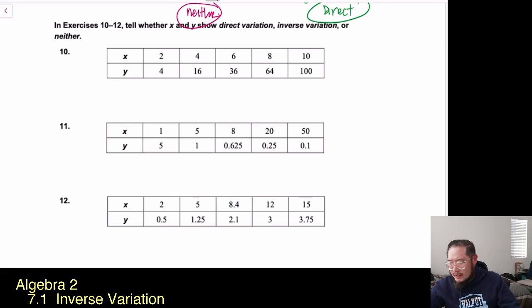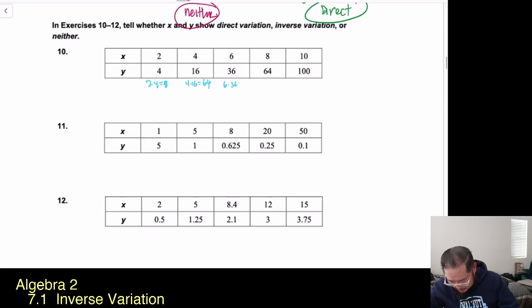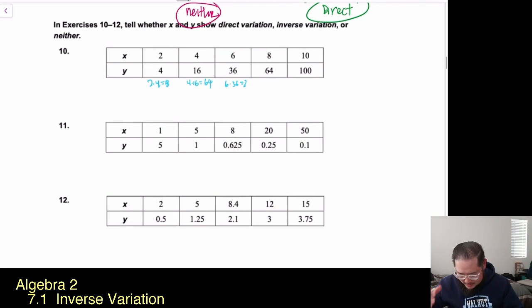We got ourselves 2 times 4, right? If I take 2 times 4, that equals 8. And I got 4 times 16, that equals 64. 6 times 36, that equals some big number. What is that? 36 times 6. I've got 216. If I take a look at that, I don't see the same number appearing each and every time.